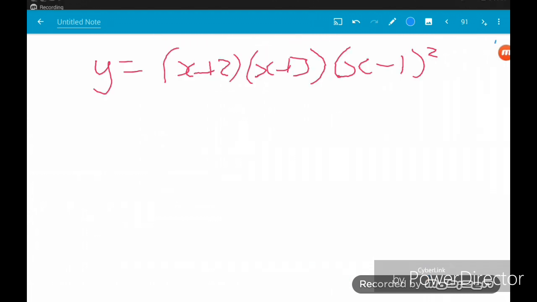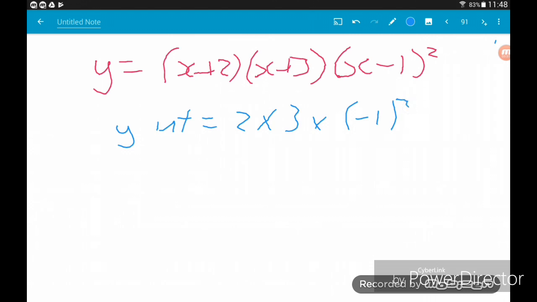Good times. Okay, final example for this video then. So this time we've got 2 distinct factors and 1 double factor. So we've got y equals x plus 2, x plus 3, x minus 1 squared. So the y-intercept is going to be 2 times 3 times -1 squared. So 2 times 3 is 6, -1 squared is 1, so we get 6.